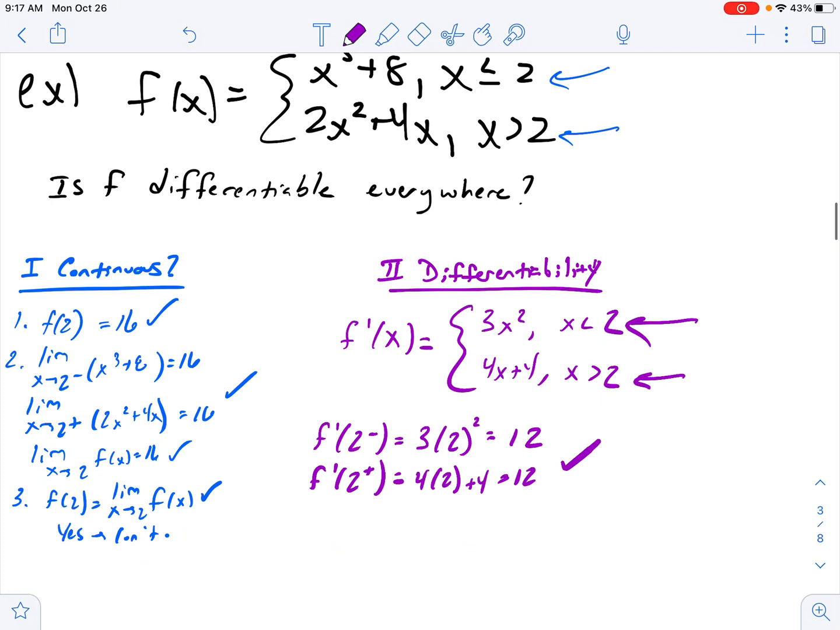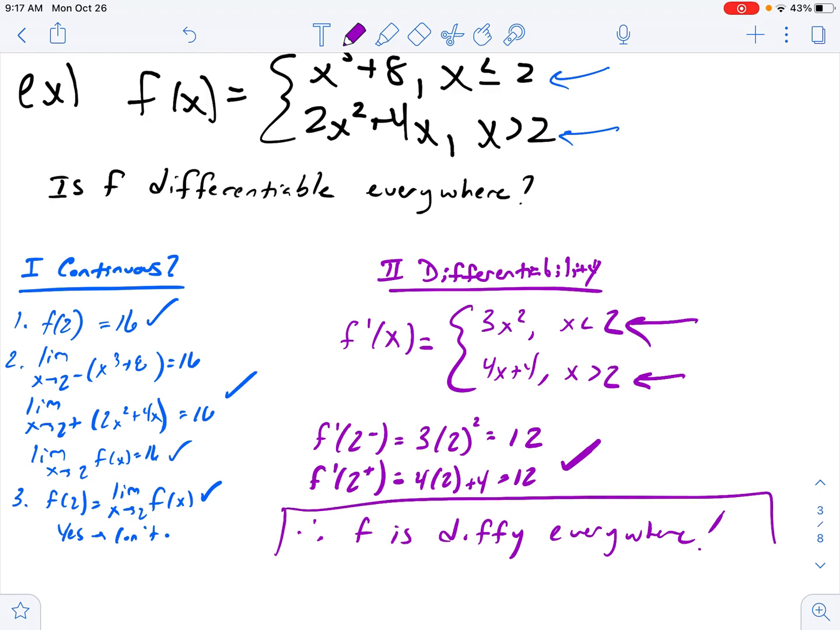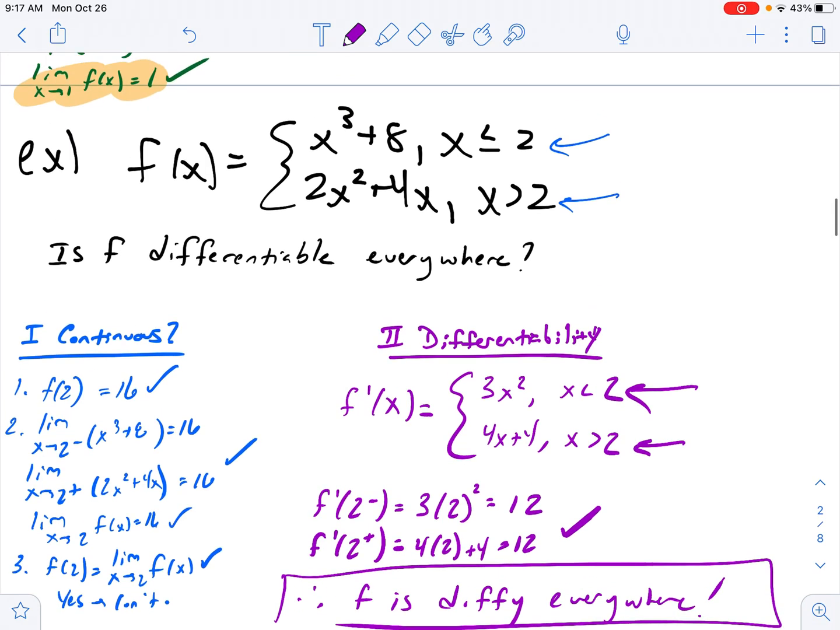Look at that. From left and right, the slopes are equal. We have the same slope coming in. There's not going to be a sharp corner. Okay, therefore, f is differentiable everywhere. It's continuous and differentiable everywhere.